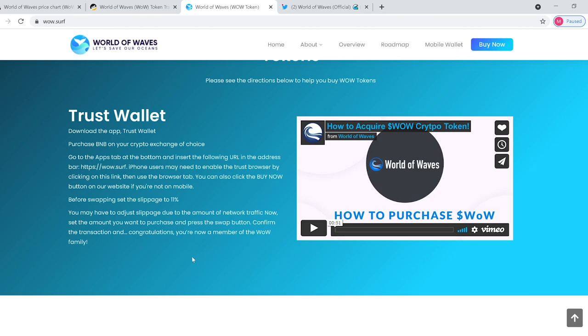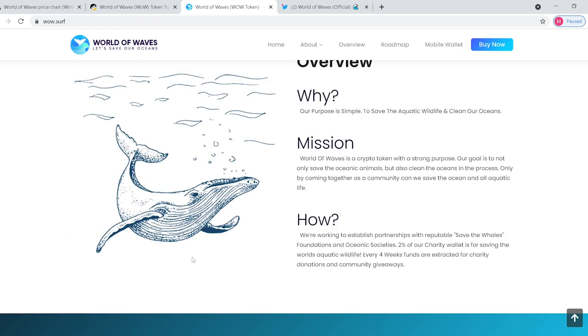They have a breakdown of how to buy it through the Trust wallet right here. Why? Our purpose is simple: to save aquatic wildlife and to clean our oceans. Mission: World of Waves is a crypto token with a strong purpose. Our goal is not to only save the oceanic animals, but also clean the oceans in the process. Only by coming together as a community, we can save the ocean and all aquatic life. And then how? We are working to establish partnership with reputable Save the Whales Foundation and Oceanic Societies. 2% of our charity wallet is for saving the world's aquatic wildlife. Every 4 weeks, funds are extracted for the charity donation and community giveaways.